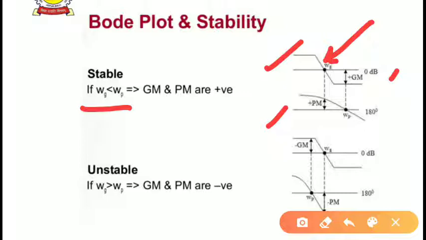Similarly, in the phase plot, where the phase plot intersects the 180 degree line, that is the phase crossover frequency, and here the phase crossover frequency is greater than the gain crossover frequency. In the magnitude plot, this is the positive gain margin. And in the phase plot, this is the positive phase margin. So both the margins are positive, positive gain margin and positive phase margin, so the system will be stable. We can see both plots and understand whether the system is stable or not.